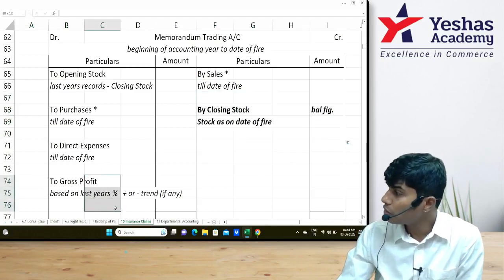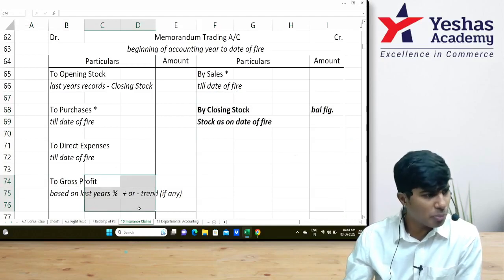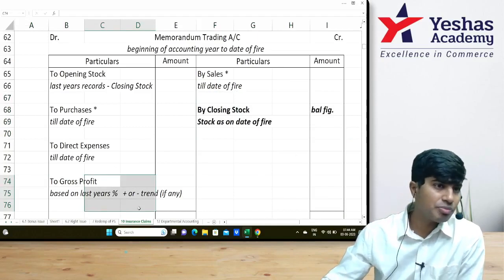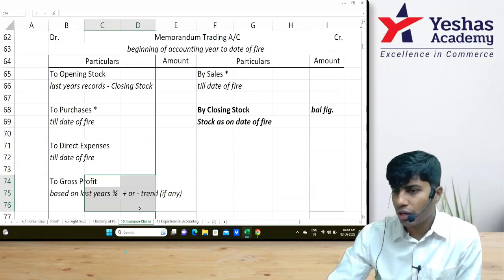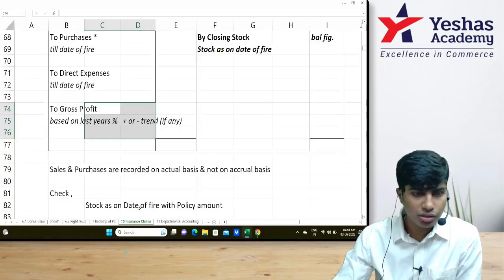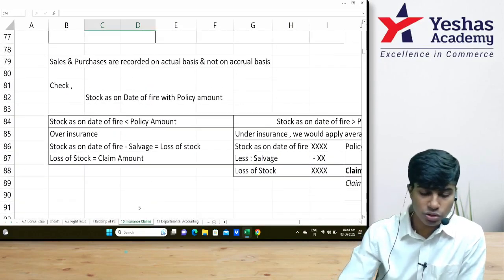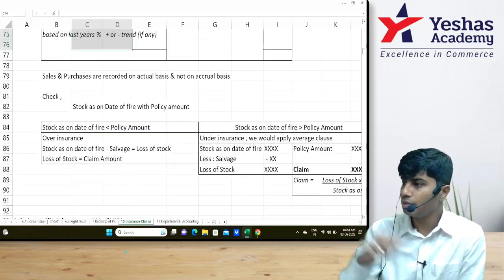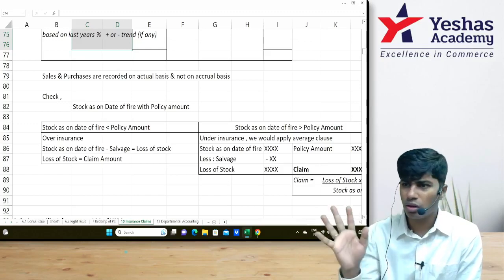And when it comes to GP also, we'll take the previous year's GP, add or minus that percentage of profit if there is any trend, to arrive at the current year GP percentage. Such current year GP percentage, whatever we arrive at, will be applied on sales to arrive at current year GP. Understood everyone? So what I told you, we also understood how to compute loss of stock, not using the formula, but using the logic.